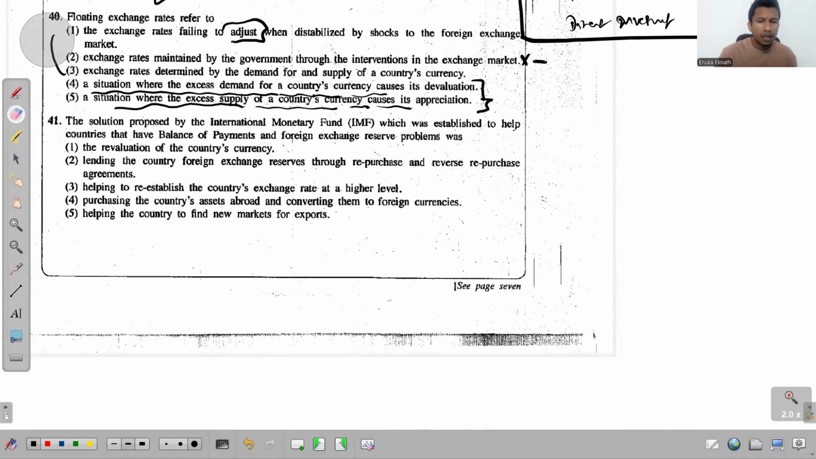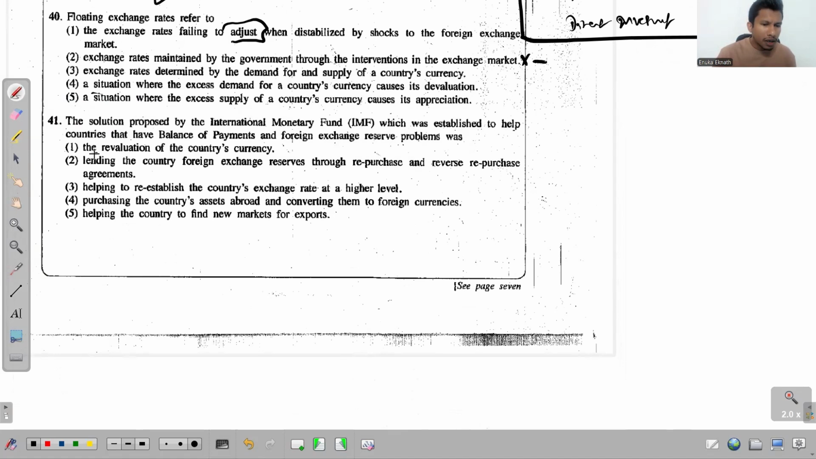Right, now look at this question 41. The solution proposed by the International Monetary Fund, which was established to help countries that have balance of payment and foreign exchange reserve problems, was. Okay, so the solution proposed by the IMF. What could be the solution proposed by IMF? We'll go through one by one.